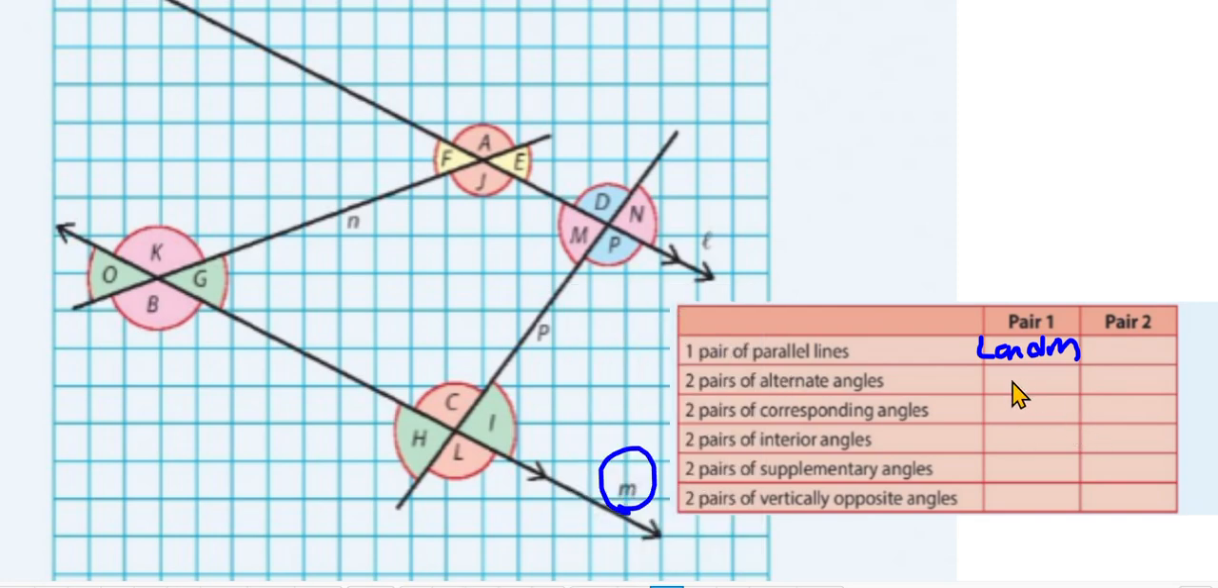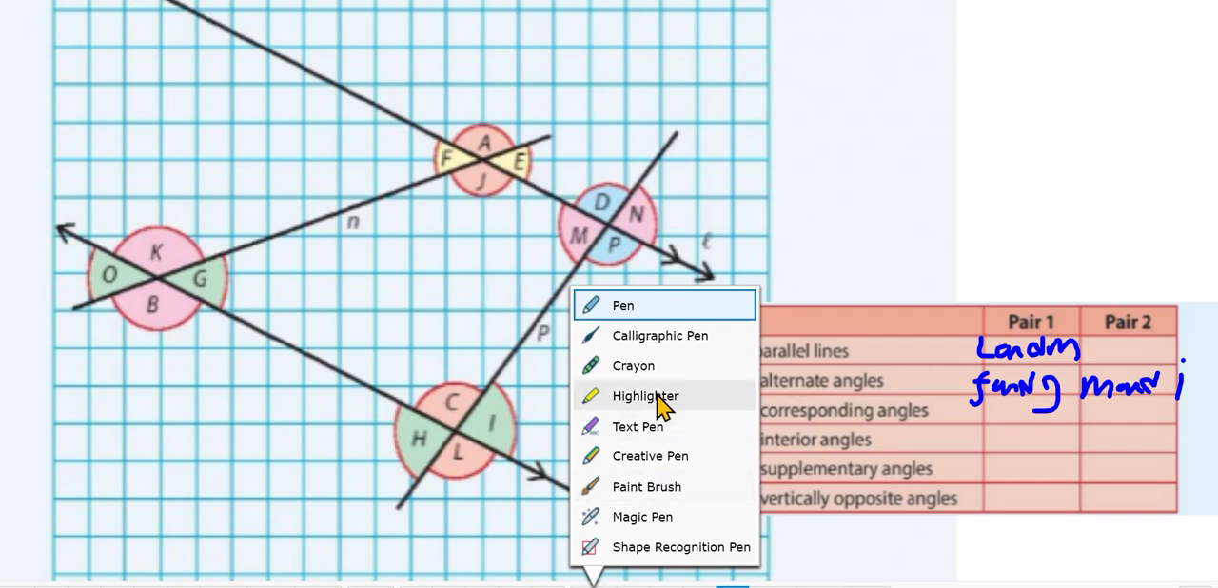Anybody care to give me another one? F and G. Any other Z's? What about this Z here? Who's that? M and I. There's more than that, but they're the ones I got. Two pairs of corresponding angles. What do they want from me when they're talking about corresponding angles? They want the F's. Any F I can take advantage of there.